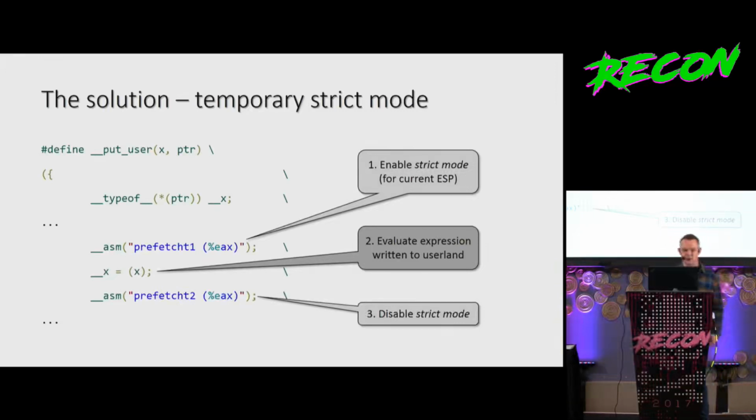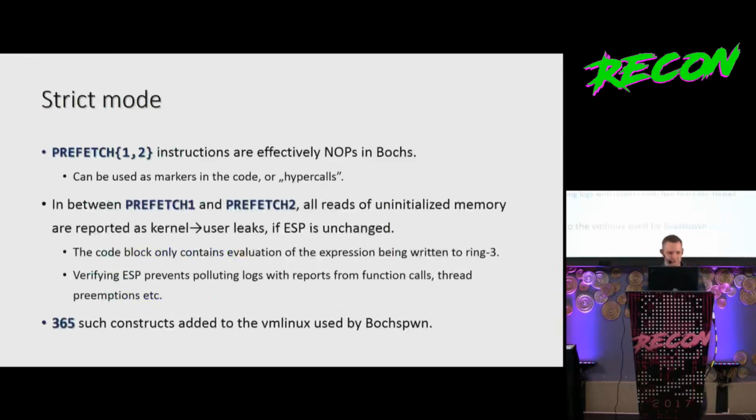So I inserted prefetch 1 and prefetch 2 instructions, which are responsible for enabling and disabling something I called strict mode, which is a mode in which Bochspwn reports all bugs and not just info leaks. I could do it because normally the prefetch instructions in Bochs are effectively NOPs, so they don't do anything. So I can just reuse them as markers in the code or hypercalls. And in between these 2 instructions, Bochspwn would just report all of the uninitialized reads. This has resulted in adding over 300 such constructs in the vmlinux image.